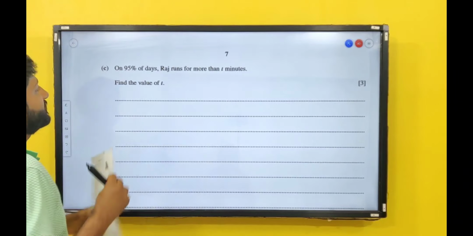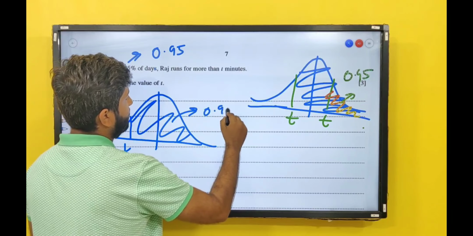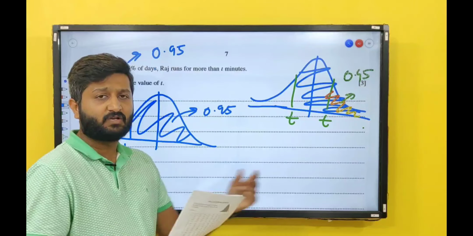So what are they saying? On 95% of the days, Raj runs more than 10 minutes. So more than t is this portion. Now can this be 0.95? I don't think so. Why? Because this much is 0.5, so this cannot be greater than 0.5. So my t is supposed to be on the left hand side, so my t is going to be negative. My t is something like this, and this is 0.95. Now we know that we cannot find the value of negative.